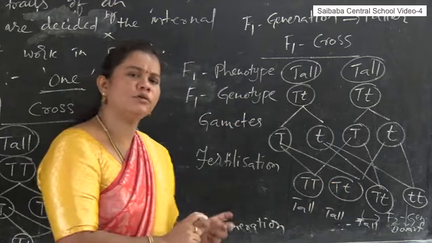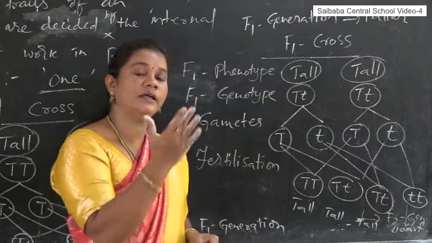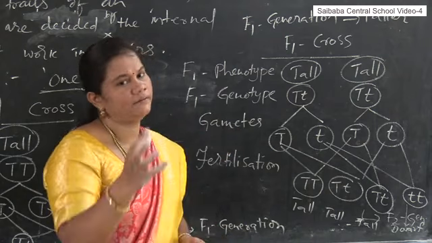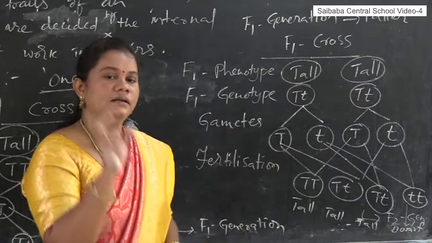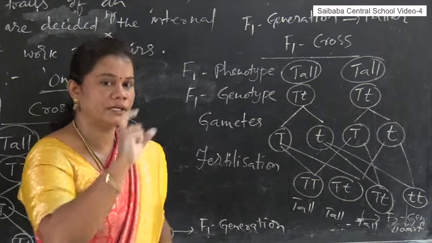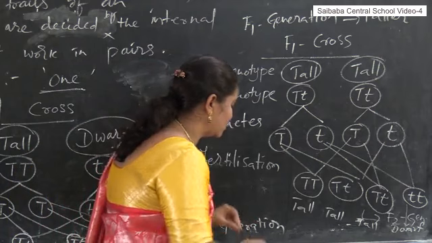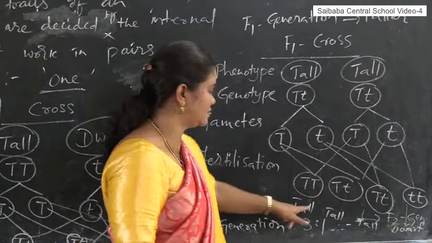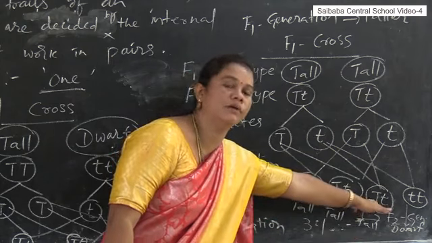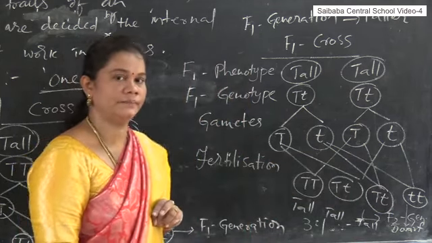So what is the ratio of monohybrid cross, or what is the ratio of the F1 law? You may have a chance of being asked this question in the board exam. What is the ratio of monohybrid cross? If they ask what is the ratio of monohybrid cross, your answer must be 3:1, because 3 tall plants and only 1 dwarf plant was formed after the completion of the experiment.